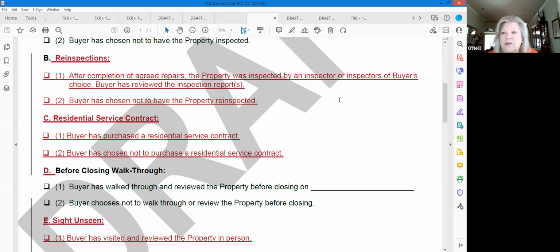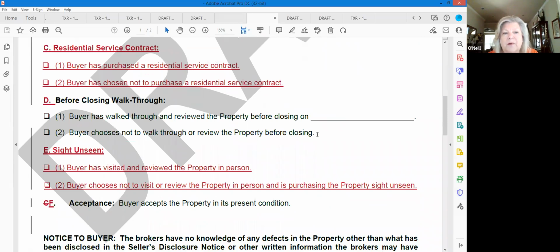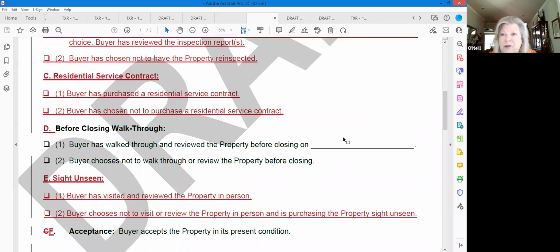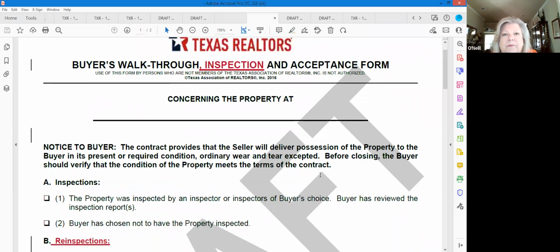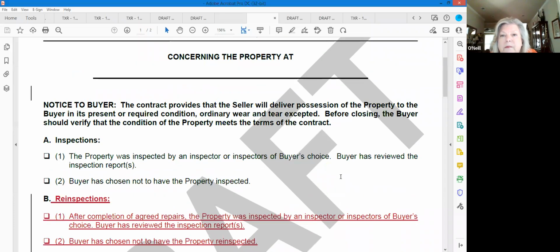You either bought a residential service contract or you didn't. You either bought this property and you never visited or revisited. We're going to talk about removing the word reviewed and probably put viewed in it. Or you chose not to. One or the two. It's either or. This is not something that is favoring the buyer over the seller. It is truly about factual activity that happened. Any questions? Okay.